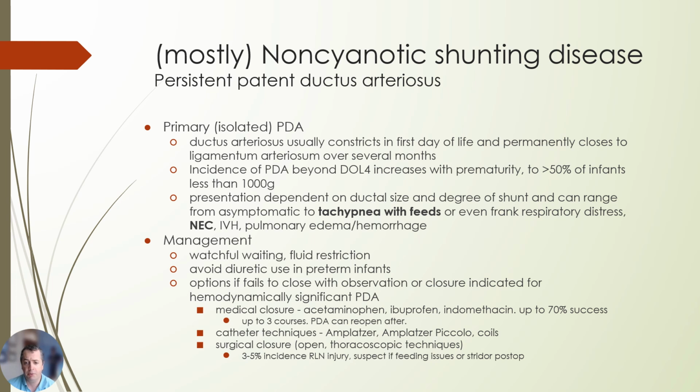The presentation will depend on the ductal size. The degree of shunting can range from completely asymptomatic to some of those symptoms of pulmonary overcirculation. Again, tachypnea with feeds, frank respiratory distress, necrotizing enterocolitis can be responsible for recurrent episodes of that. Intraventricular hemorrhage, pulmonary edema, and hemorrhage.